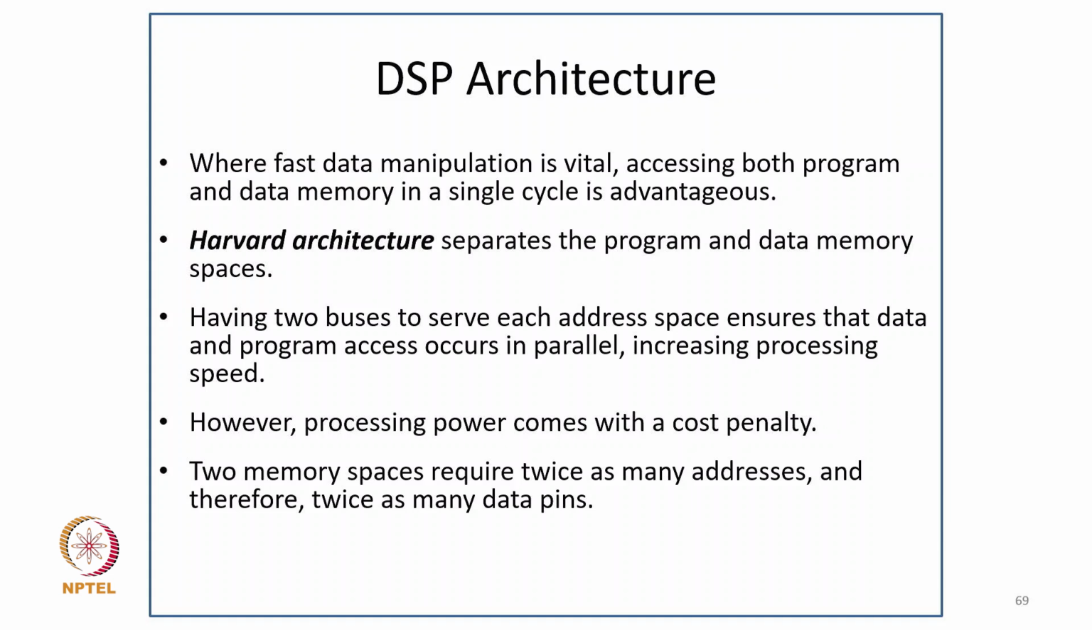The Harvard architecture separates the program and the data memory spaces, having two buses to serve each address space, which ensures that the data and program access occur in parallel, increasing the processing speed. However, the processing power comes with a cost penalty: two memory spaces require twice as many addresses and therefore twice as many data pins.